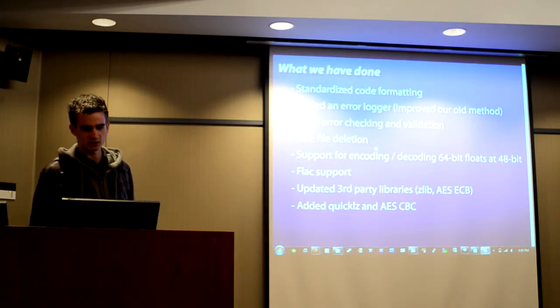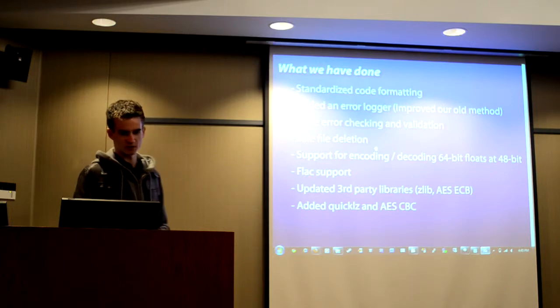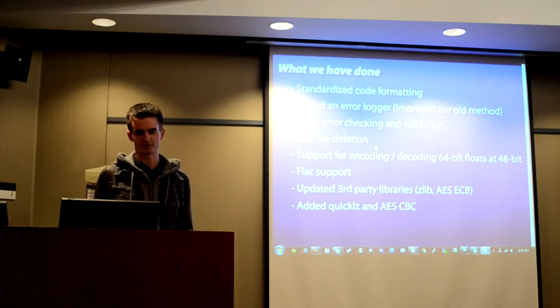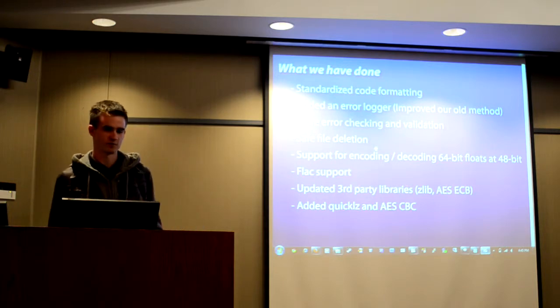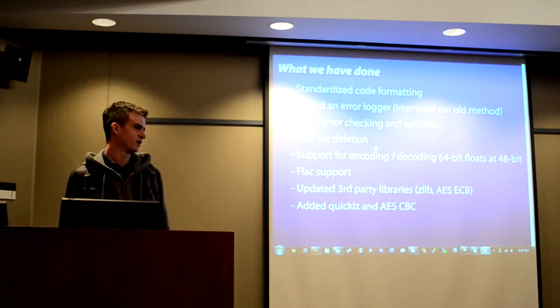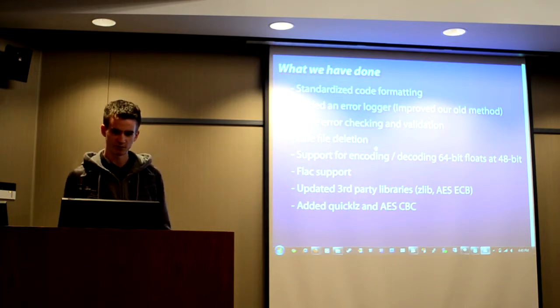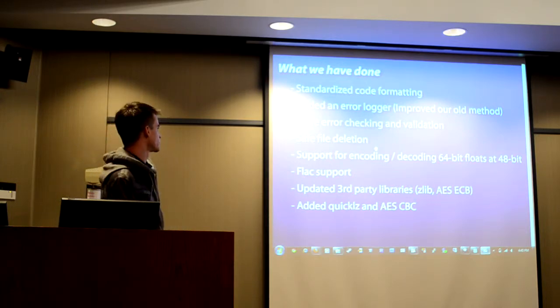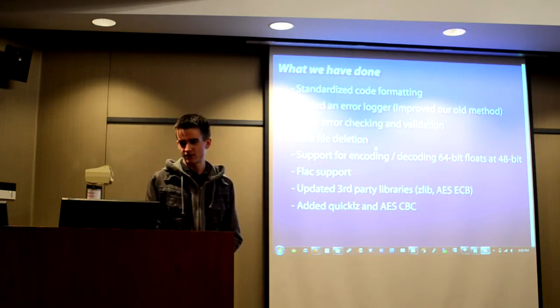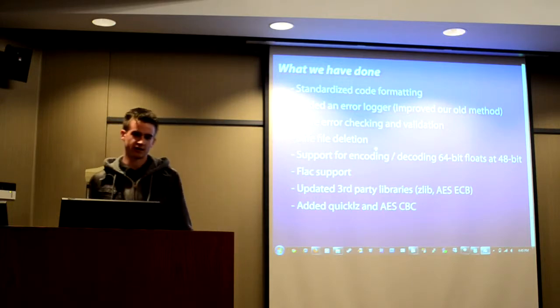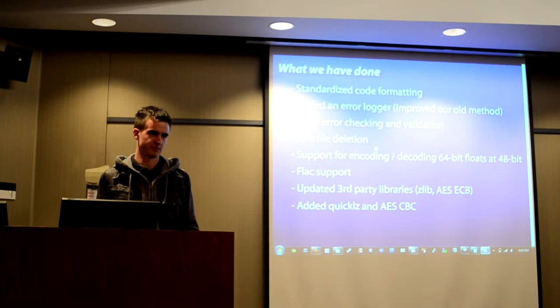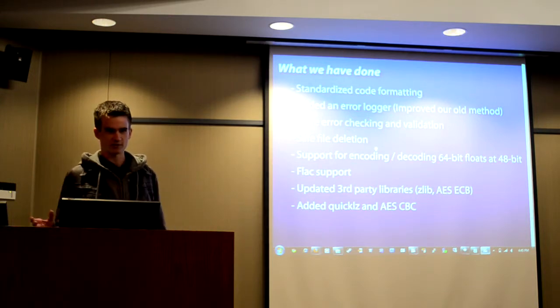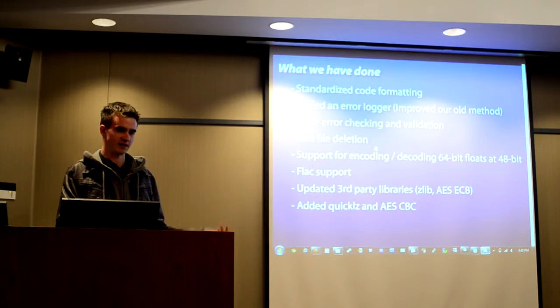So over the semester, we standardized our code a bunch more, since Tim and I have different standards. We also added an error logger, more error checking, validation, and safe file deletion. Before we delete a file, we make sure that we overwrite it with all zeros, so that it's not retrievable. We also added more encoding and decoding support. A major thing was FLAC support. FLAC support was actually pretty easy to add, since FLAC is just a compressed WAV file. So we use the source code from the FLAC project, take a FLAC file, convert it to WAV, do our thing, and then convert it back to FLAC.